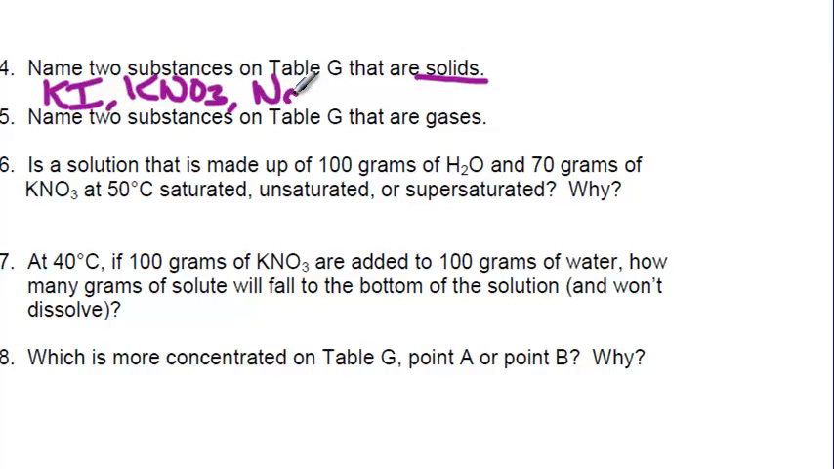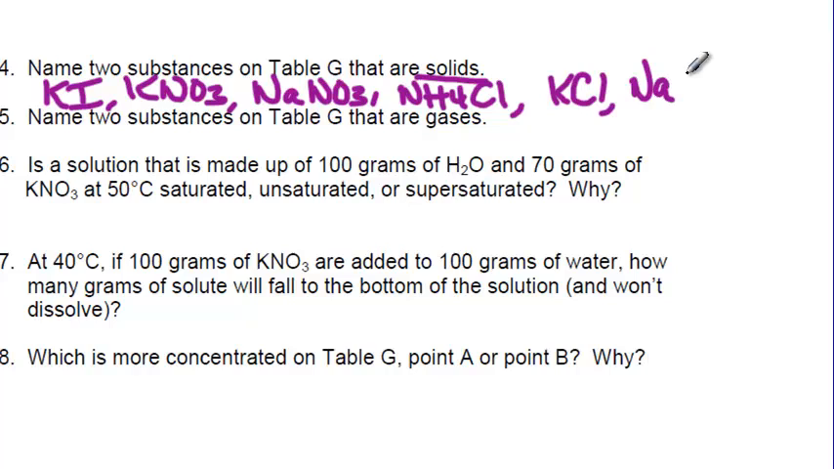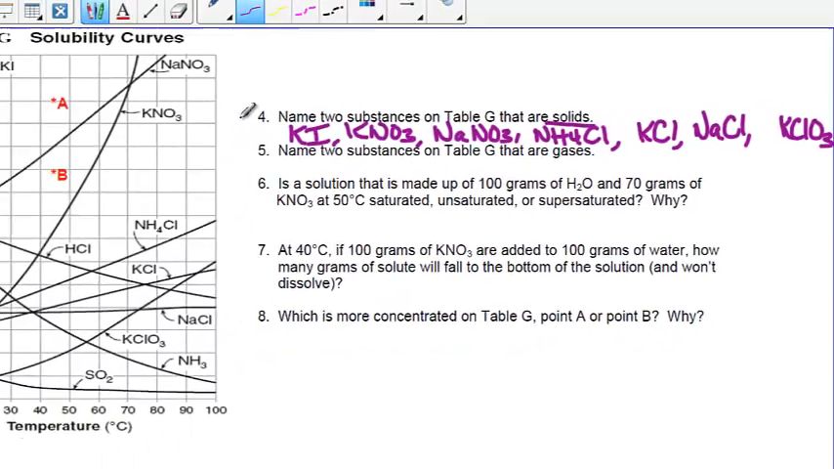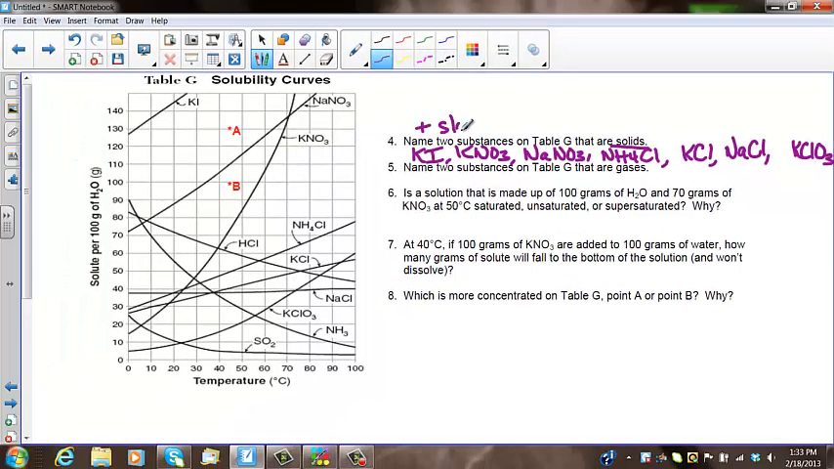Let's list all of them. NaNO3, NH4Cl, KCl, NaCl, even though it's only a very slight positive curve, it still counts, and KClO3. So 7 of them. Name 2 substances on the table that are gases. So these had a positive slope. These are going to have a negative slope. So there's only 3, SO2, NH3, and HCl.